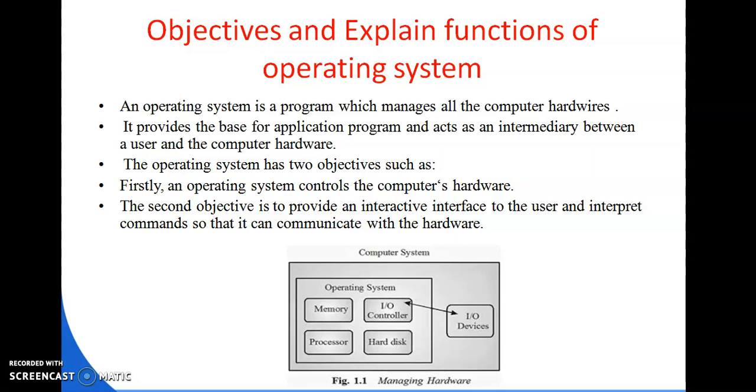Now operating system is a program which manages all the computer hardware, and it provides the base for application programs and acts as an intermediary between a user and the computer hardware. Or you can say operating system acts as a resource manager, and it acts as an interface between the user and your supporting hardware. And the operating system basically has two objectives. Firstly, an operating system controls the computer's hardware, and the second objective is to provide an interactive interface to the user and interpret commands so that it can communicate with the hardware.